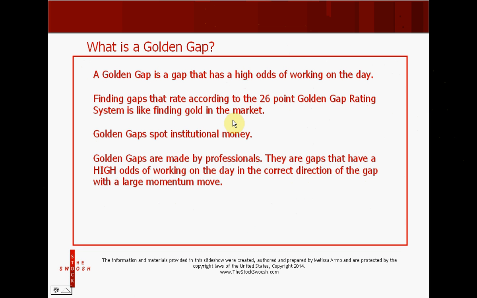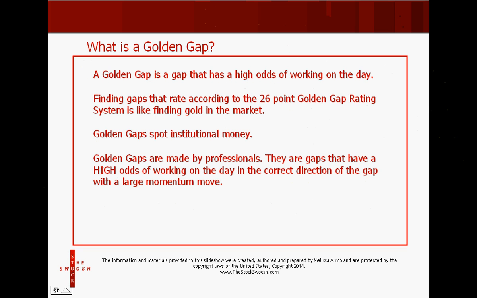So what is a golden gap? It's a gap, and I described to you what a gap is, that has a high odds of working on the day. And in order to make money in the market, you have to have something that has a high odds of working. 50-50 really doesn't cut it after commissions and platform fees and room fees, you're down. You actually have to make profit more than you lose, okay?